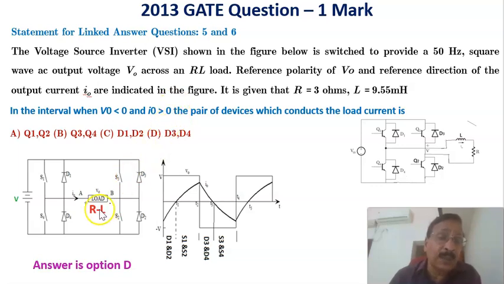I0 more than 0 means that it is positive. Therefore, I0 is in this direction. Now, out of this one, which devices are conducting under this condition? The options are A, Q1 and Q2. I have written it as Q1, Q2 rather than S1 and S2.